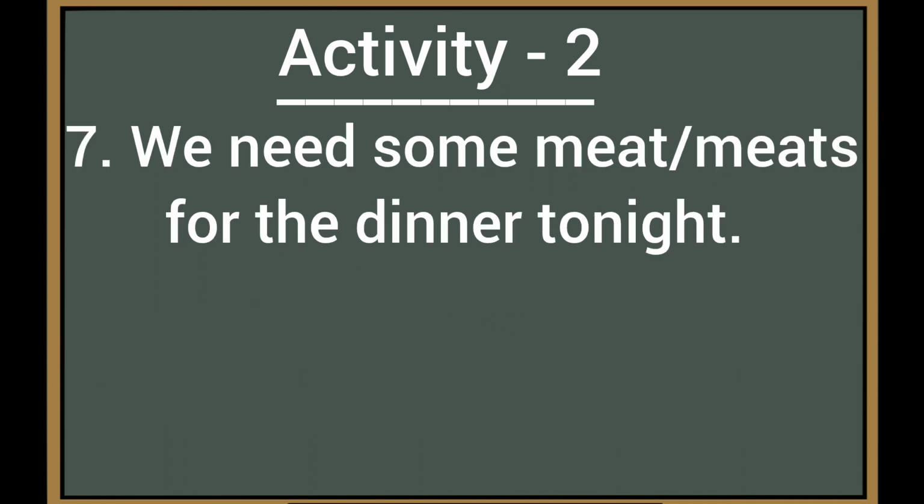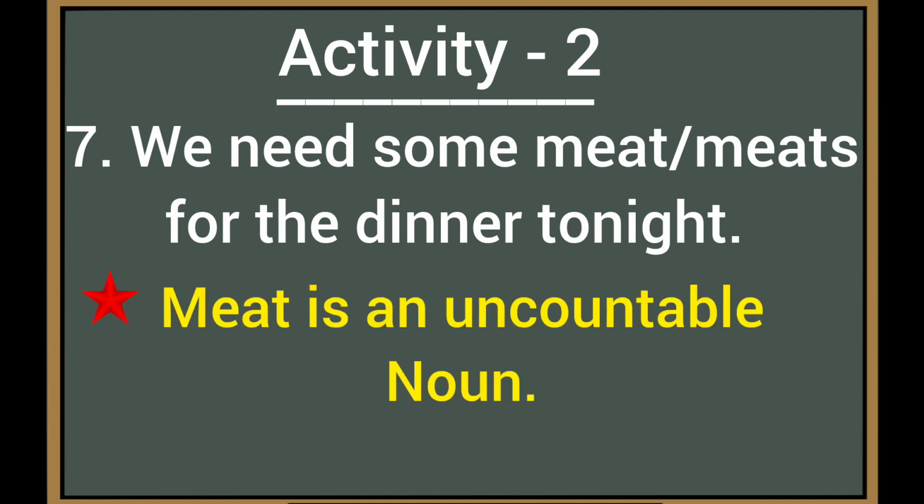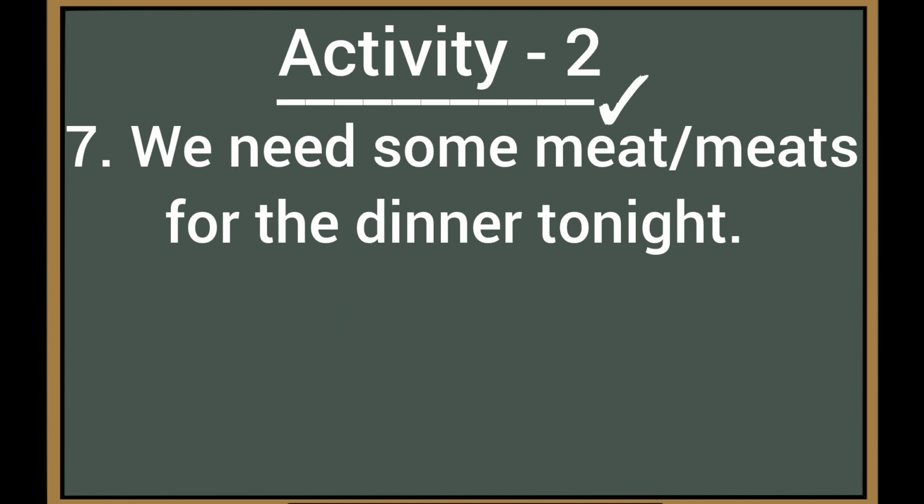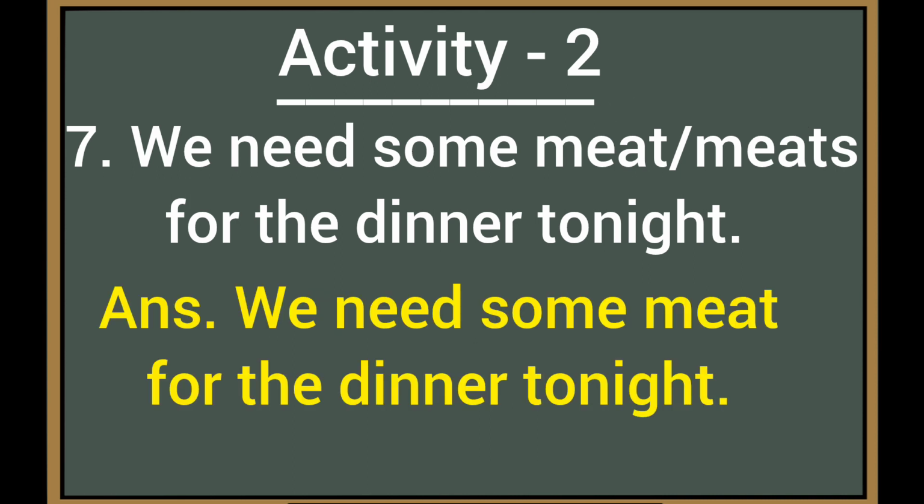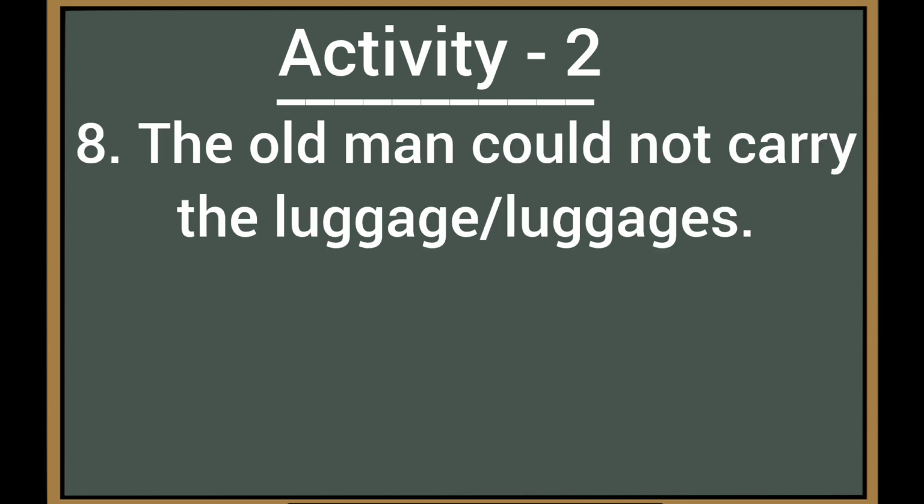Number 7. We need some meat or meats for the dinner tonight. We have to choose here meat or meats. We know meat is an uncountable noun, so we cannot make it plural. So the correct answer is meat. We will put a tick here. So the correct sentence is we need some meat for the dinner tonight. Number 8. The old man could not carry the luggage.